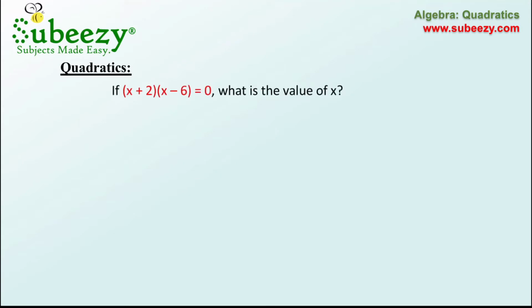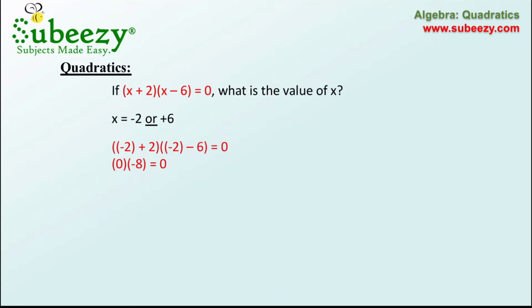So let's answer this question. If the quantity x plus 2 times the quantity x minus 6 is equal to 0, what is the value of x? X could be equal to negative 2 or positive 6. Let's check by plugging these in.